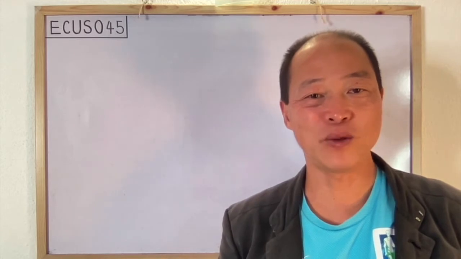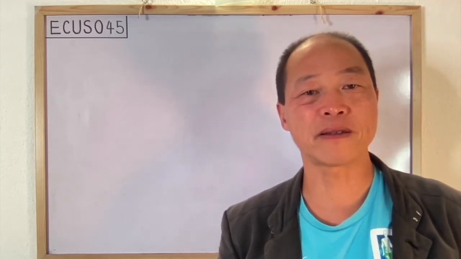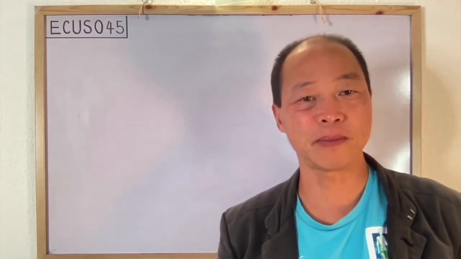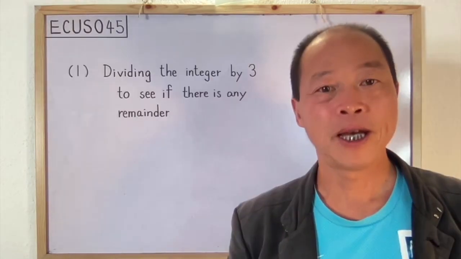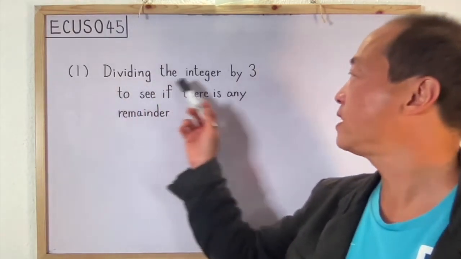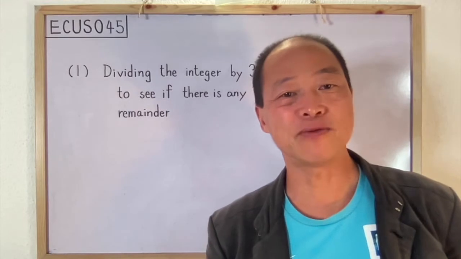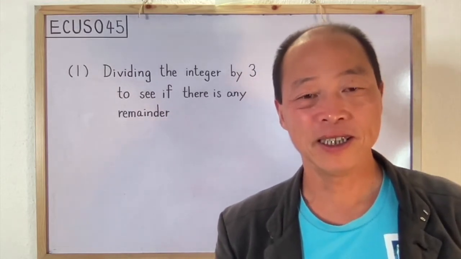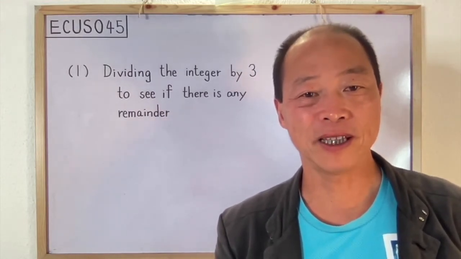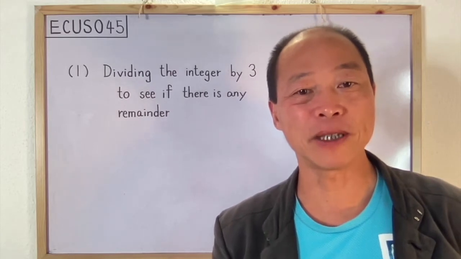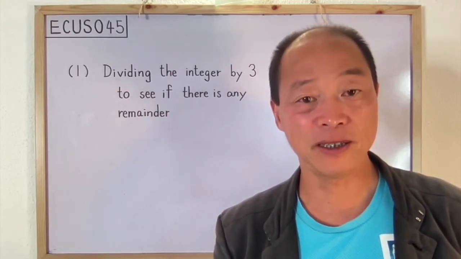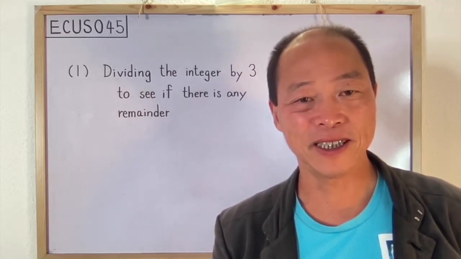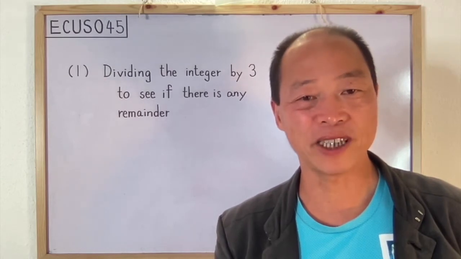In this video, we discuss three different methods of checking if an integer is a multiple of 3 or not. Method 1. Dividing the integer by 3 to see if there is any remainder. If there is no remainder, this means that the integer is a multiple of 3. If there is, this means that the integer is not a multiple of 3.